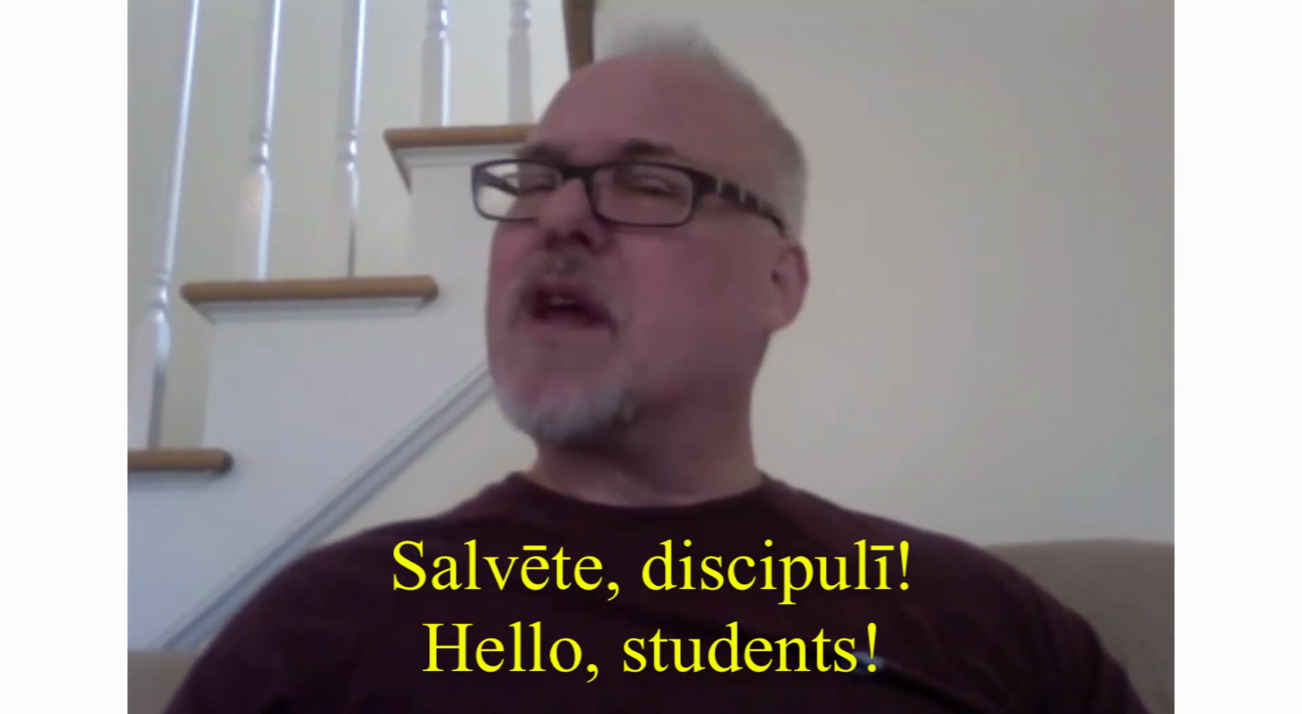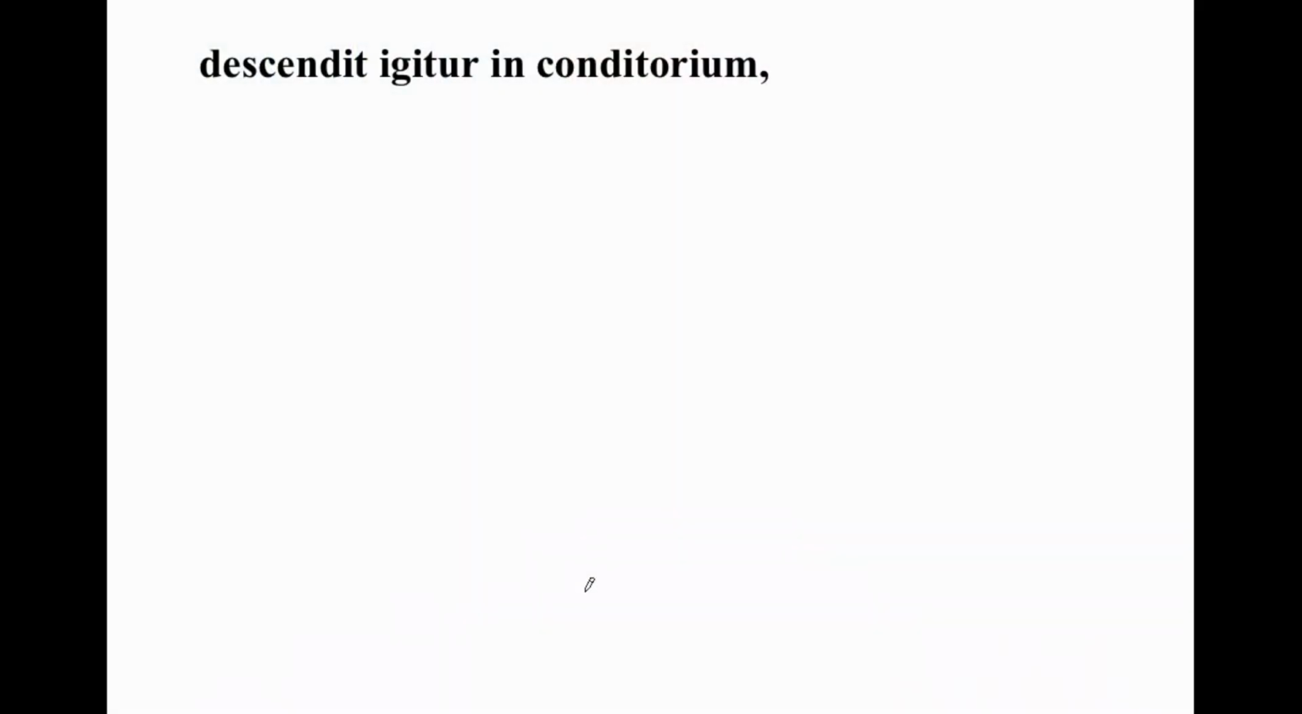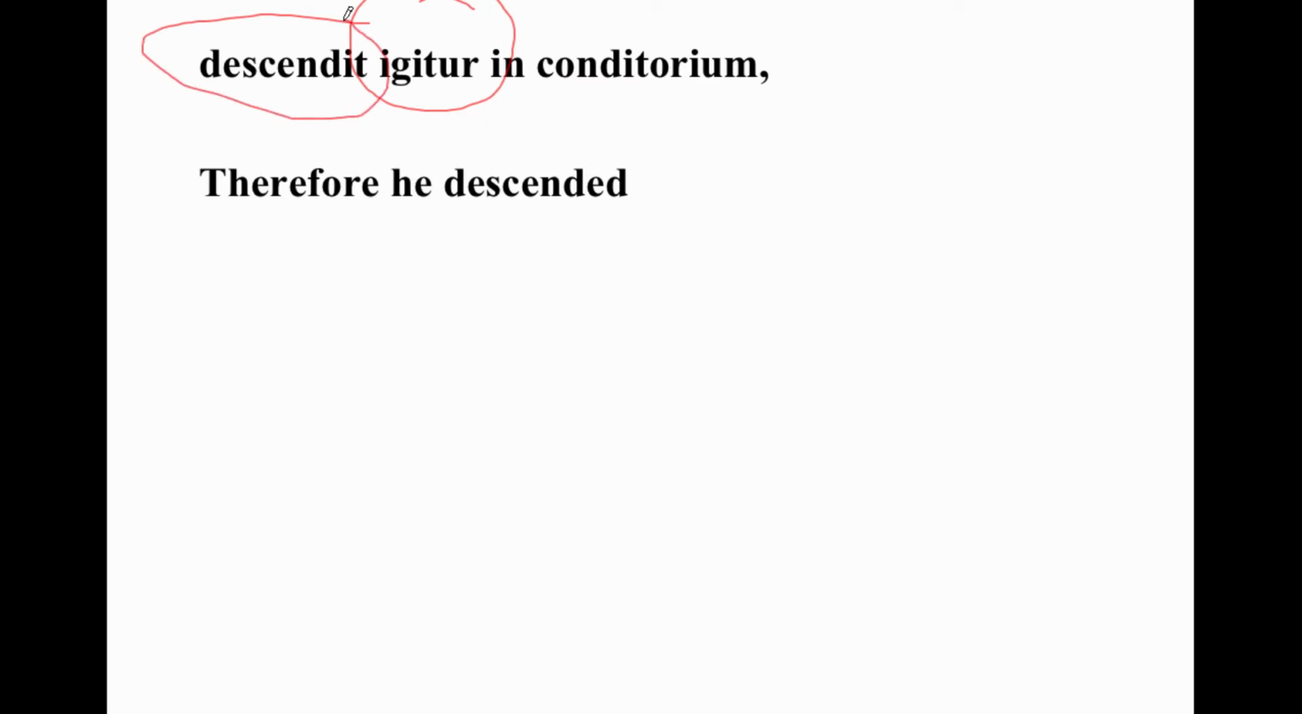Salvete, discipuli. In today's continuation of the story Matrona Ephesia, the soldier will descend into the tomb and will quickly figure out what is going on here. Descendit igitur in conditorium. Therefore he descended. Igitur is one of our 13 through 18 vocabulary items, meaning therefore. Descendit, obviously we get the word descended from it. Therefore he descended into the tomb.